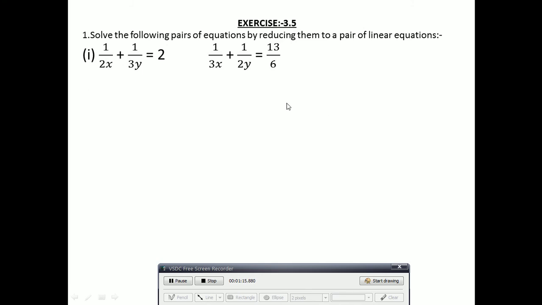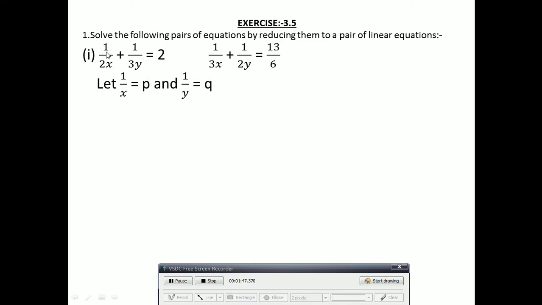So students, what will we have to do? We have to check the common things with variables in both the equations. In the first equation 1 by x, in the second equation 1 by x. In the first equation 1 by y is there, here again 1 by y is there. So we will assume the common things to be other variables like this. So we are assuming that 1 by x is equal to p and 1 by y is equal to q. So these values we will put in these equations.